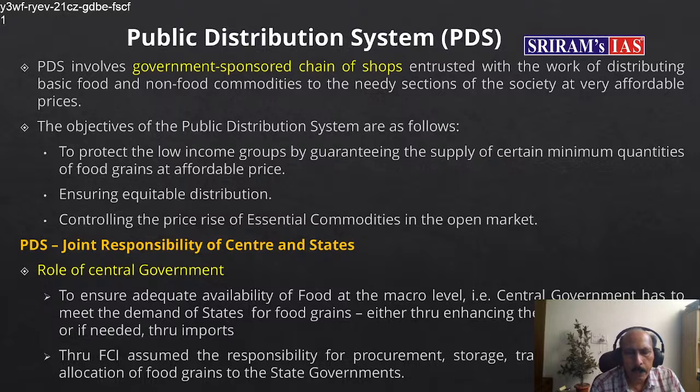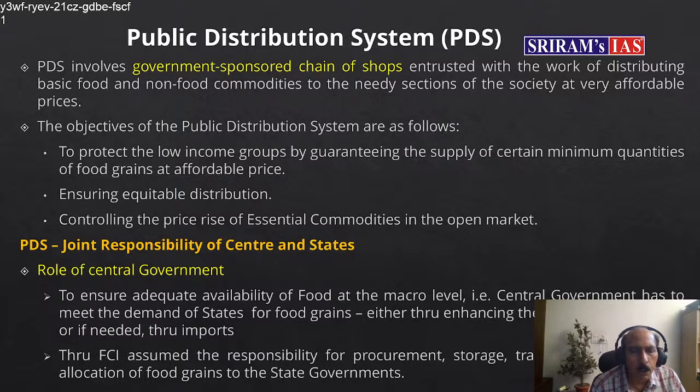Now, as you know, India is obviously a kind of semi-federal system where the center is strong and the states are there, and the center is transferring certain resources to the states as per the recommendations of the Finance Commission. Therefore, as far as food security is concerned, it is the joint responsibility of the center and the state. But before we put into action the food security system in India, the role of the central government and the role of state governments have been clearly laid down so that there is no confusion in implementation of the food security policy of the government. Therefore, the role of the central government is very clearly laid down: ensuring the adequate availability of food at the macro level is the responsibility of the central government.